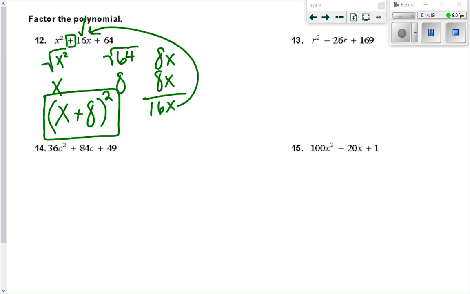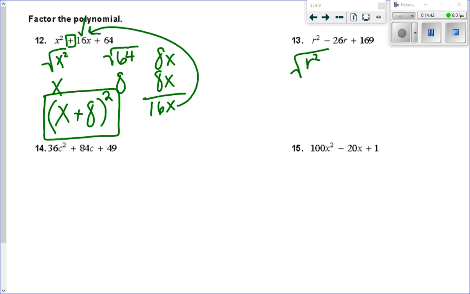Let's do number 13. Remember how I said you should pause and write down all those perfect squares so you have that to refer back to? Here is a really great time for having that on hand. If you don't know right offhand the square root of 169, you might not recognize that as a perfect square. Let's take a look and see what we've got.